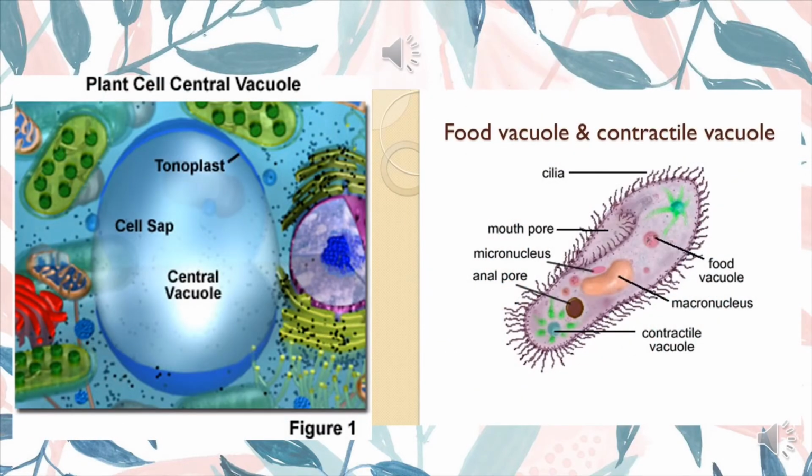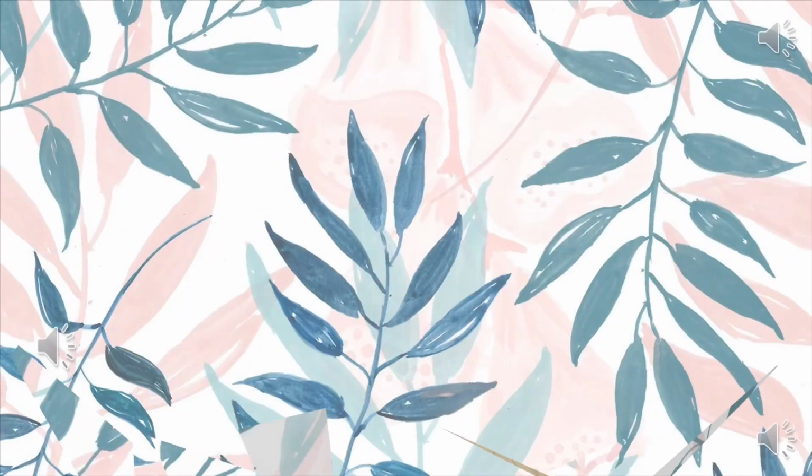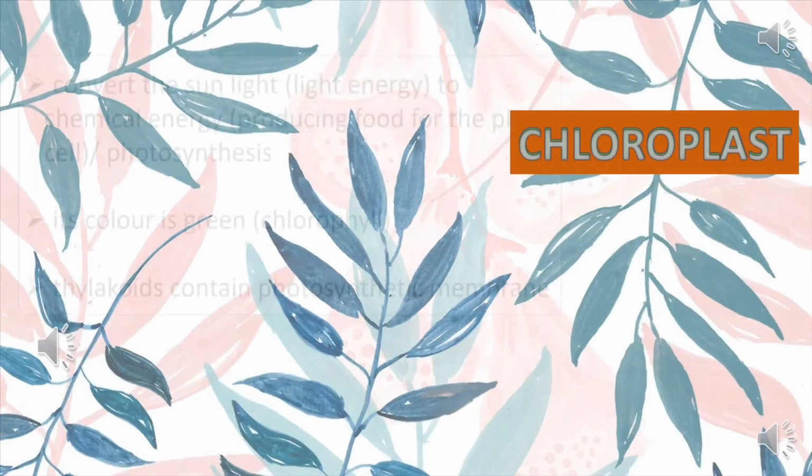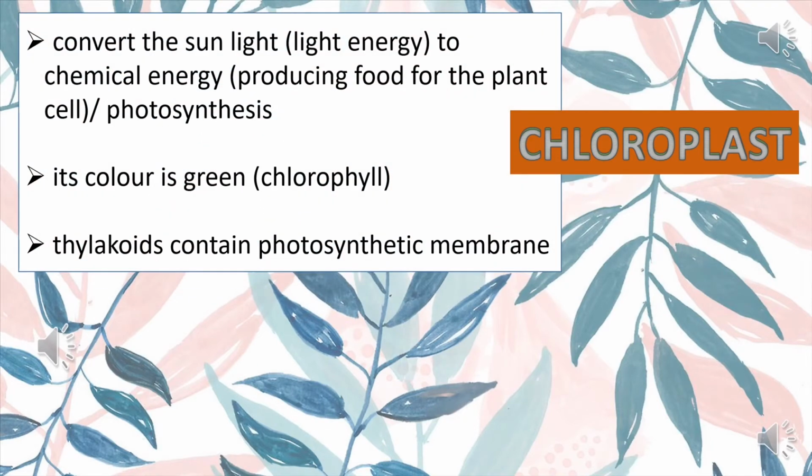These two images are examples of vacuole. Now let's move on to the next organelle that only exists in plant cells. Chloroplast. Chloroplasts convert sunlight, light energy, to chemical energy in order to produce food for the plant cell, or photosynthesis. Its color is green because of the pigment inside the cell, which is called chlorophyll.